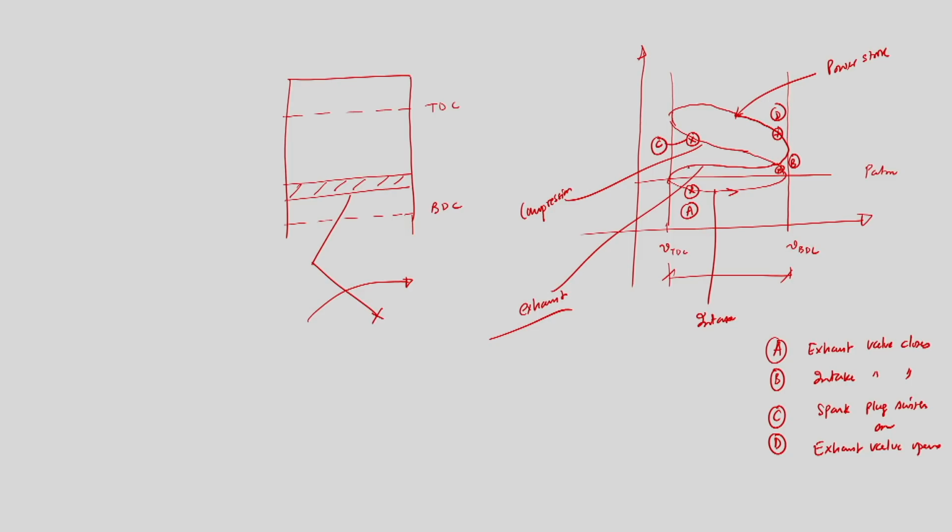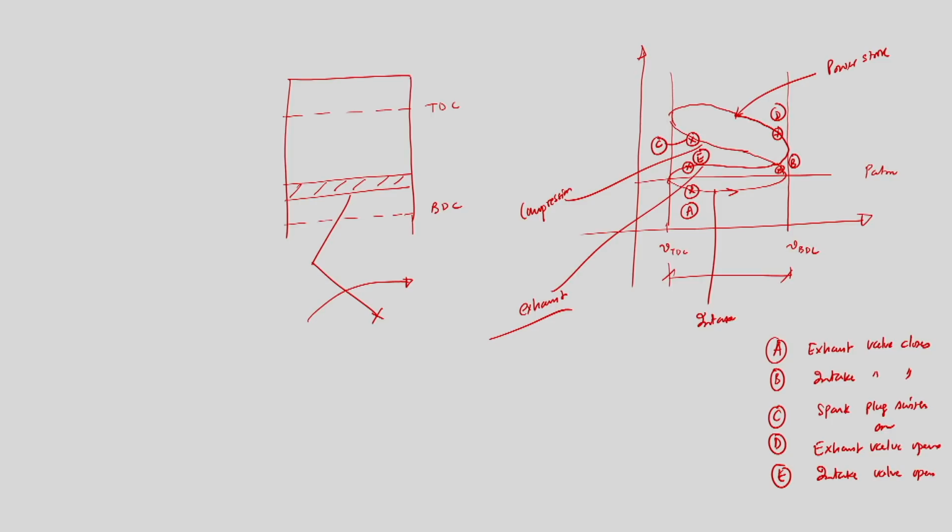Next, the piston is coming from BDC to TDC, again the pressure is high, and eventually the piston will come to TDC. Now, when the piston is exactly at TDC, we may open the intake valve again to complete the cycle, but this is not the case. We allow the intake valve to open when the piston has not reached TDC. Let us say this is E. So E is intake valve open.